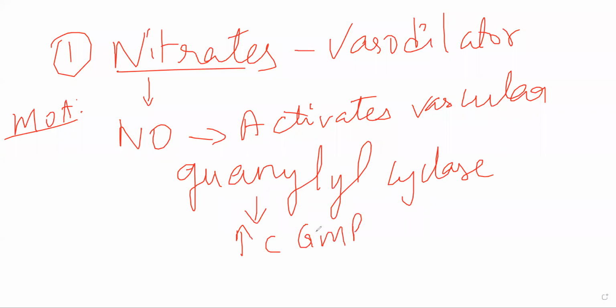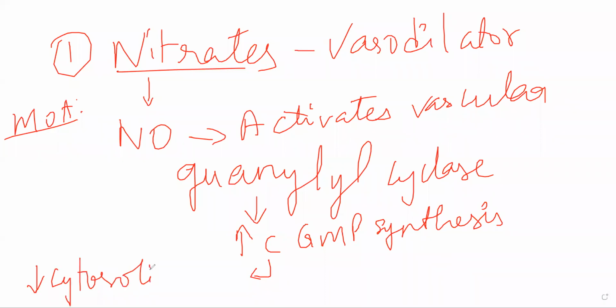Cyclic GMP is one of the most important factors responsible for dilation of muscles. Whenever cyclic GMP or cAMP is activated, it will cause relaxation. Some muscles have GMP, some muscles have cAMP. Either way, whenever its synthesis is stimulated, cGMP synthesis increases. As a result, cytosolic calcium decreases. The amount of calcium inside that particular muscle cell decreases.